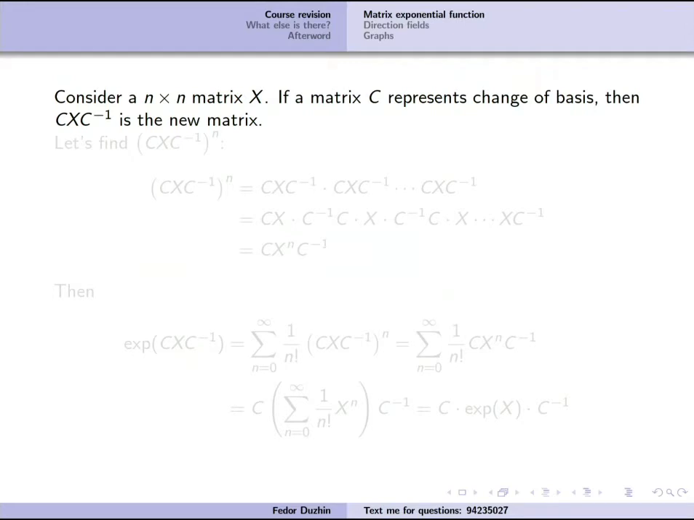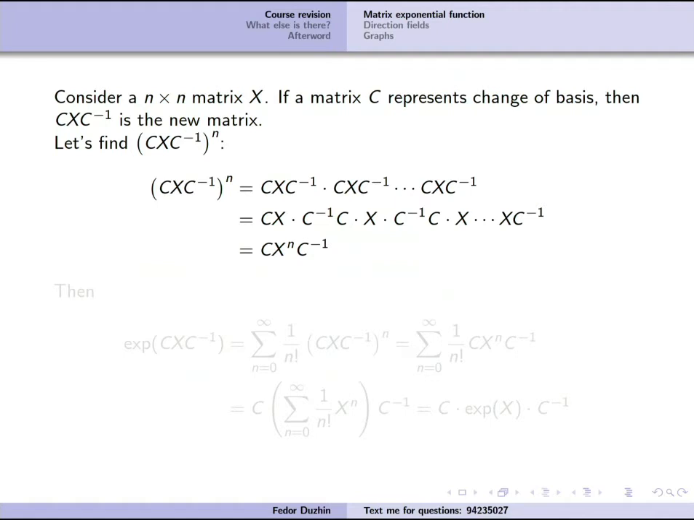So let's begin with an n by n matrix X. And then if we want to calculate this matrix X with respect to a different basis, then it means that we take the conjugate, multiply n times again.